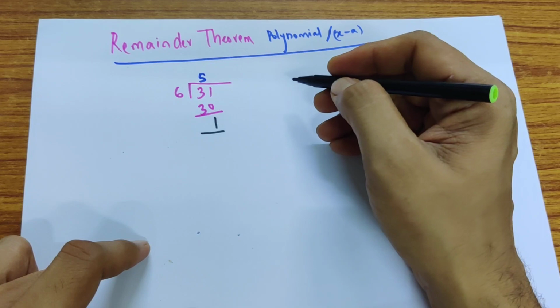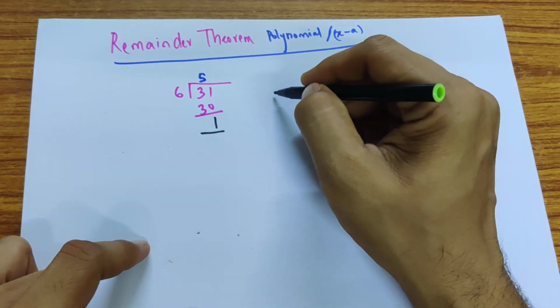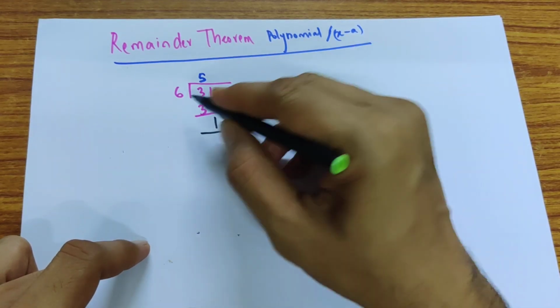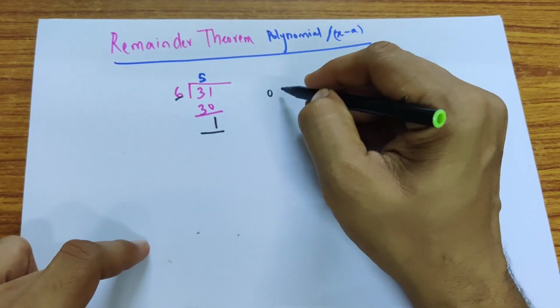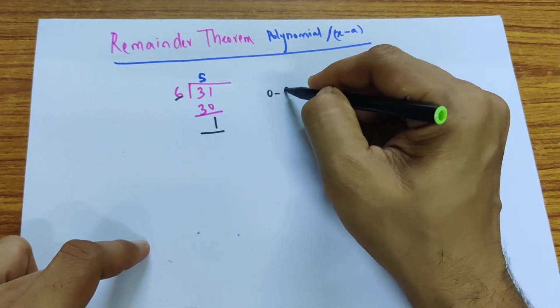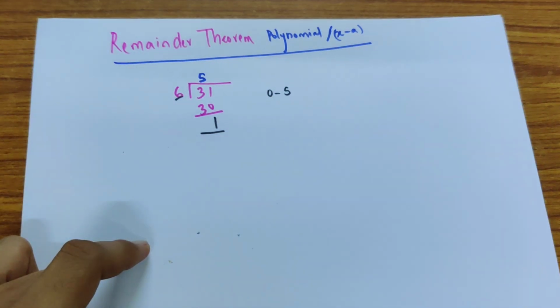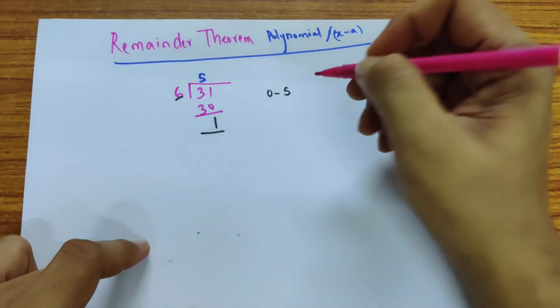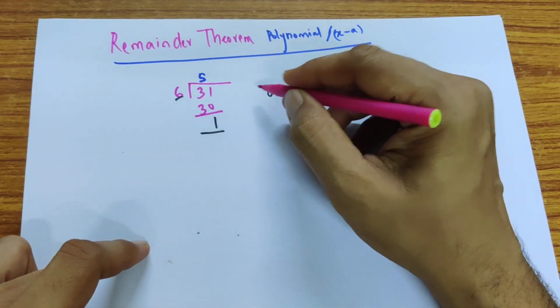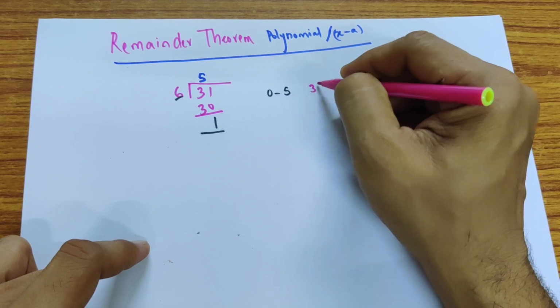So what do we know about a remainder here? Well, the remainder can be 0. When I'm dividing a number by 6, the remainder can be 0, and it can go all the way up to 5. But the remainder can't be 6, because then I'd get, in this case for example, 36.